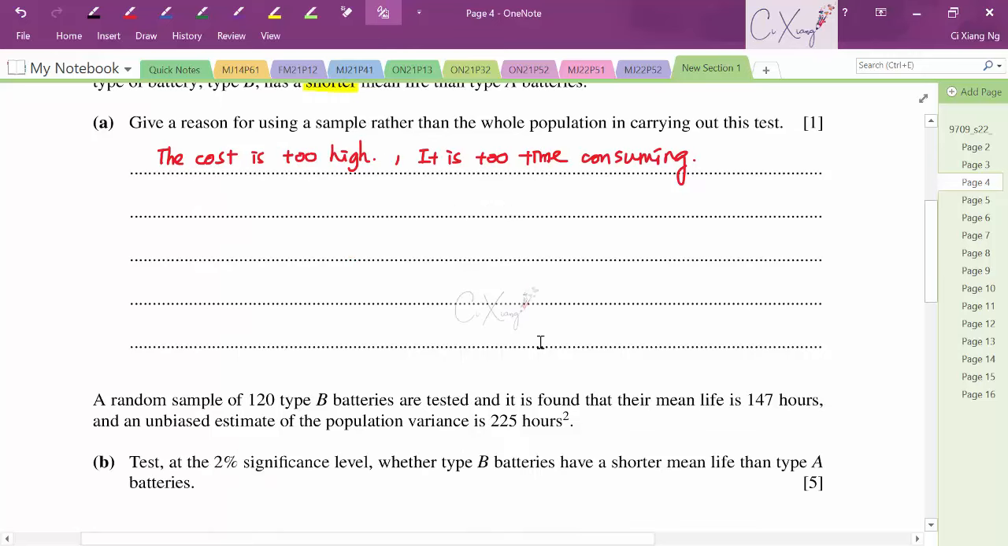Okay, and now a random sample of 120 type B batteries are tested, and it is found that their mean life is 147 hours. So this 147 hours is from the 120 batteries. Therefore, you should know that this is a sample mean. And an unbiased estimate of the population variance is 225 hours. Now they want us to carry out the test at the 2% significance level, whether battery B has a shorter mean life than the type A battery.